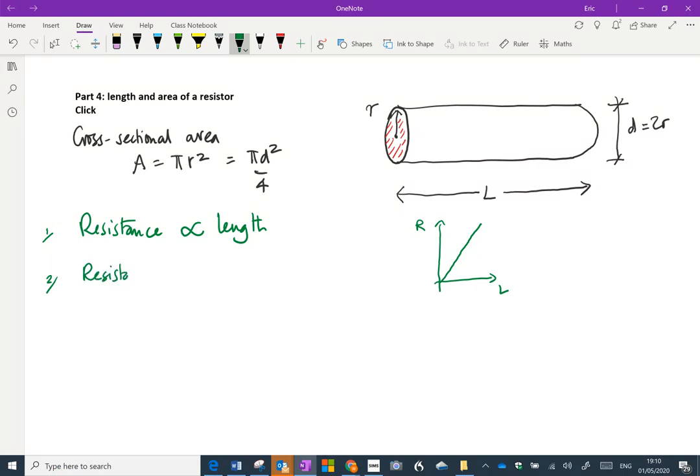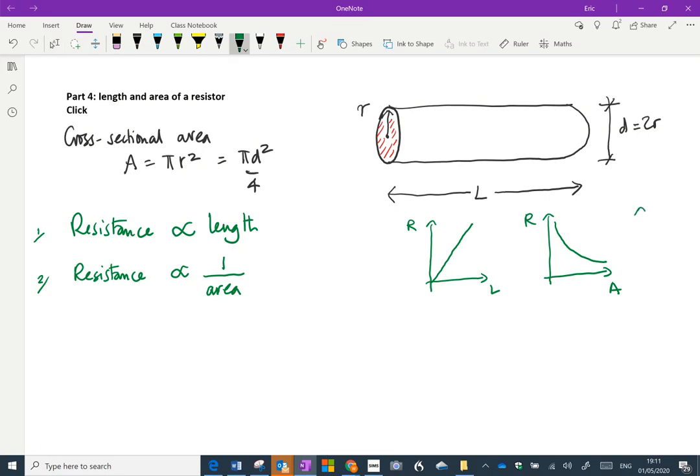It also turns out that resistance is proportional to 1 over the cross-sectional area. So that's a different sort of graph. That means that if we plot a graph of resistance against area, then it looks like this. As one goes up, the other comes down. Or we might say, well, hang on a minute. Can I squeeze in another graph? We can just put another one here. If I plot a graph of resistance against 1 over area, then you get a straight line.